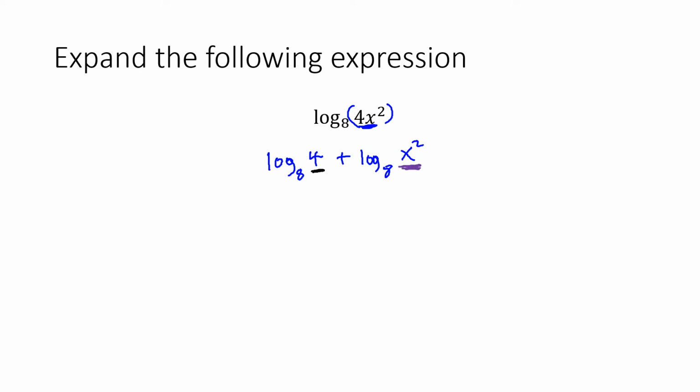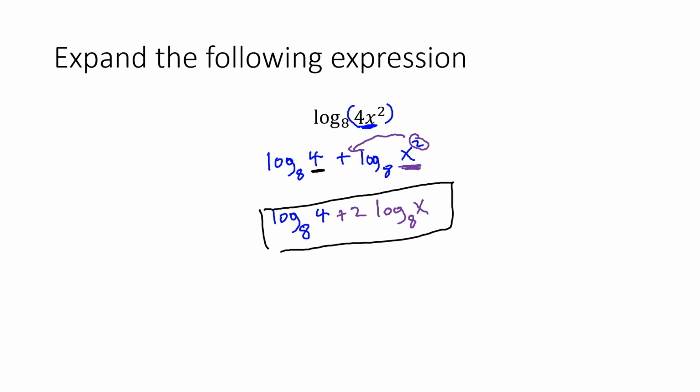This x squared has a power in it, which means that we can use the power rule to break it down. The first part, we said we couldn't change, so we're going to keep that log base 8 of 4 exactly the same. But for the second part, we can take this 2 and move it to the front. This is just using the power rule, plus 2 times log base 8 of x. So this is our completed answer for our expanded logarithm. Notice that we can't expand it anymore because none of the arguments have multiplication or division or a power in them.